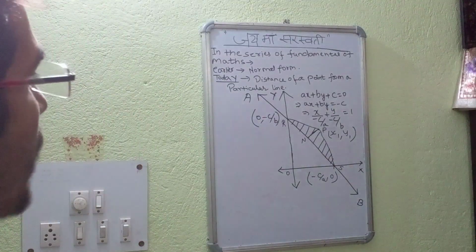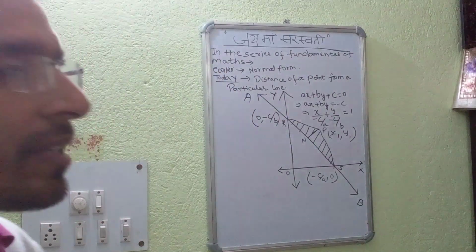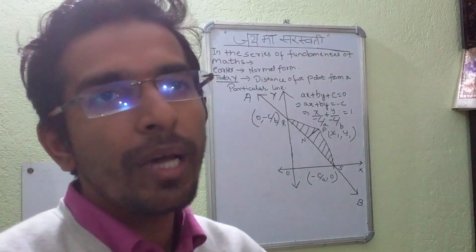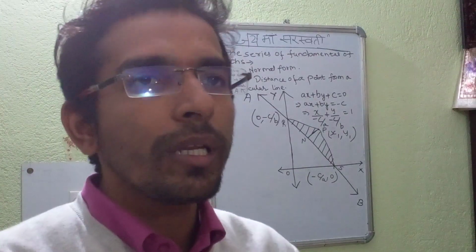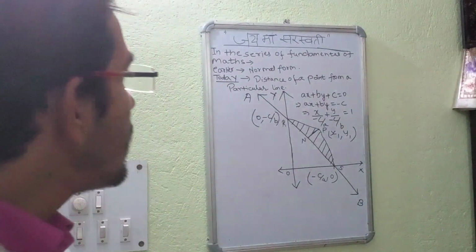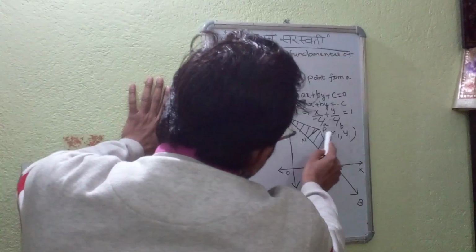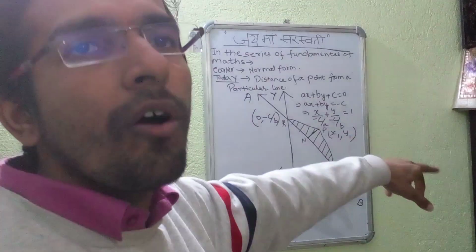Based on that we write the various coordinates here. On the x-axis it is (minus c by a, 0), and on the y-axis it is (0, minus c by b), and one point we take is x1, y1. So we get a triangle entitled RPS. This is the triangle RPS. This shaded figure shows the area of the triangle.